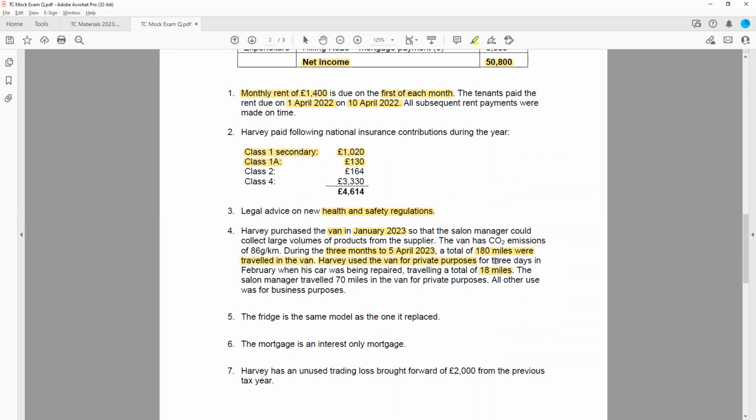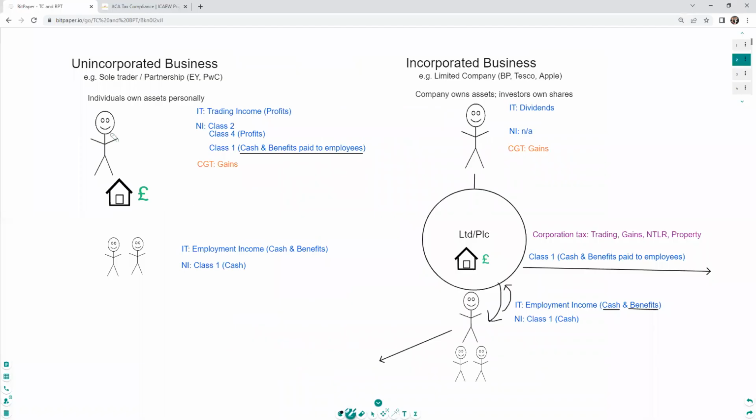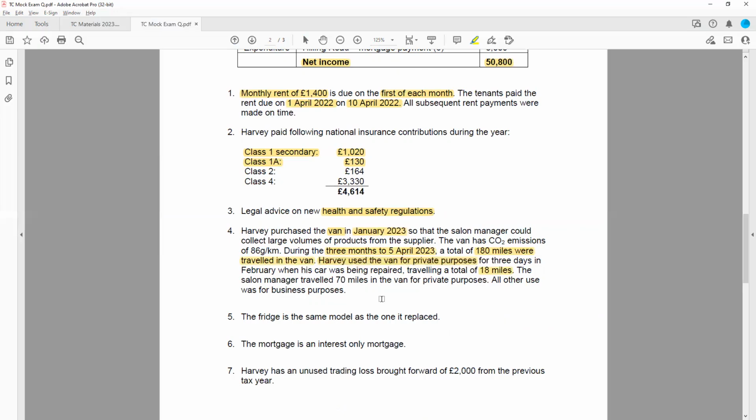So there has been some private use by the business owner. Harvey's bought the van. He's a business owner. It's an unincorporated business, so he owns all the assets personally. That's what an unincorporated business is. He's bought the van, but only 90%, because 10% is for private use. Obviously, you could work that out, but it's quite obvious there with the numbers. Only 90% is for business use, 10% for private use.